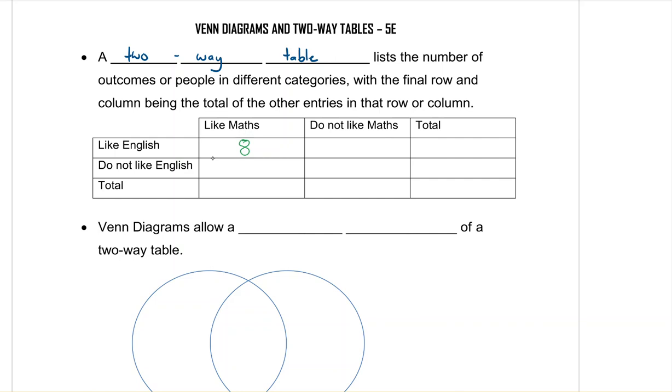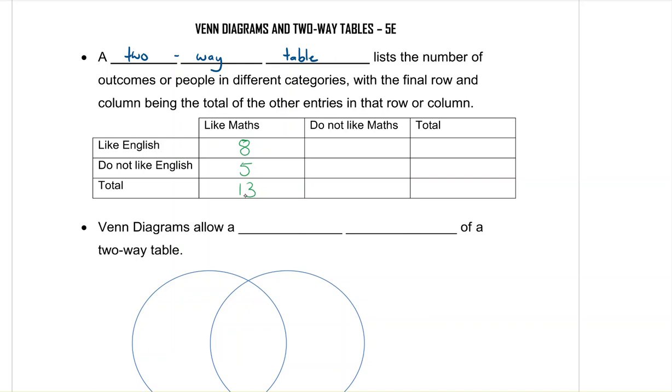If I put a number underneath, let's put a 5 down there. They are people who like math but do not like English. Altogether, if I add those numbers together, 8 plus 5 makes 13, which means there are 13 people altogether who like math. Some of them like English as well, and some of them don't.